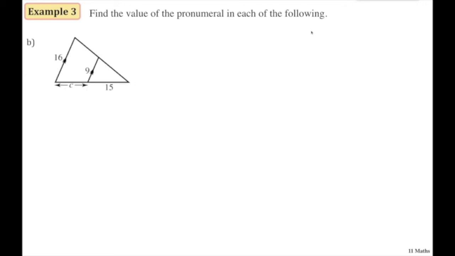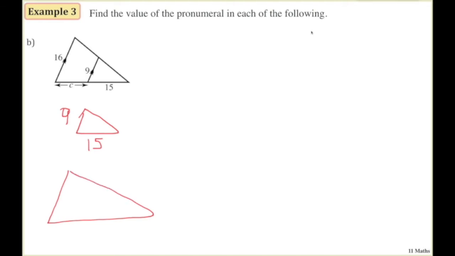Let's try example 3 part B. Now with 3 part B, there's 2 triangles, but one triangle is inside the other, so I'm going to redraw them. That's the easiest way, I think, to do a question like this. So I'm going to draw my little triangle. If I look at the little triangle, that's 9, and the bottom side is 15. Now I'm going to draw the bigger triangle, and we've got a 16 along the top left-hand side, and the bottom length is not C, it's actually C plus 15, which makes it a bit trickier.